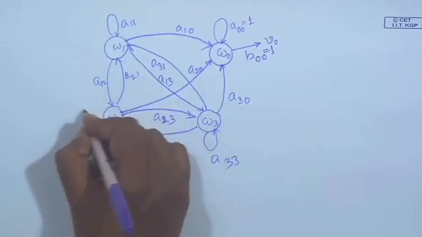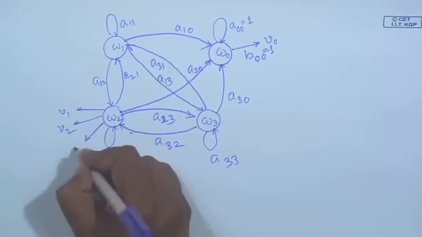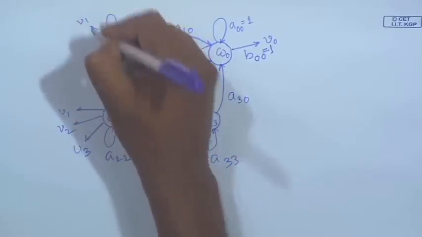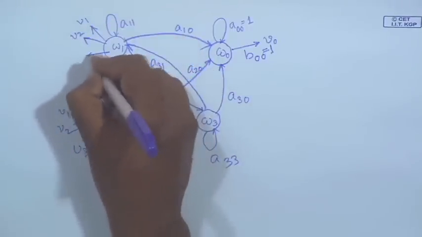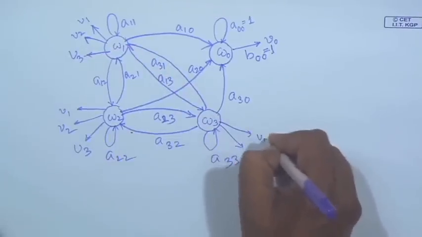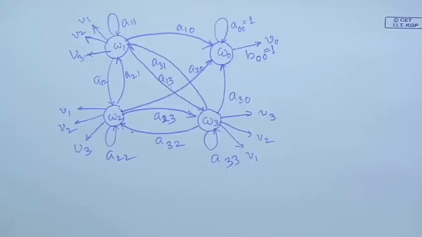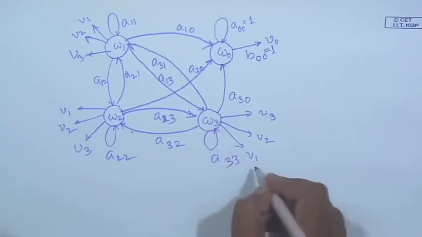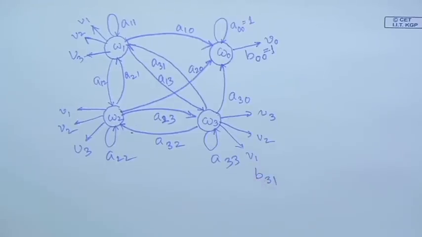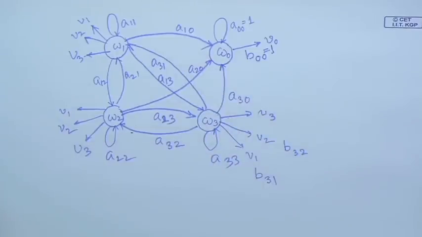Whereas for all other states, they have V1, V2, V3. Similarly, from here I will have V1, V2, V3. From here also I will have V1, V2, V3 with the respective probabilities of emission. So here from omega 3, V1 will be emitted with a probability B31. Similarly, V2 will be emitted with probability B32, and so on. So this is the final hidden Markov model that we are going to use for our temporal pattern recognition.